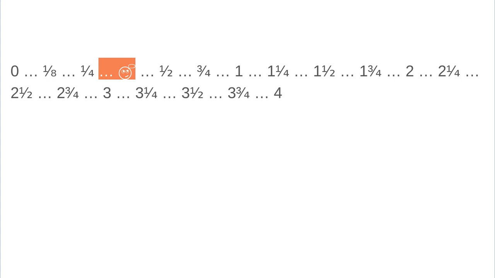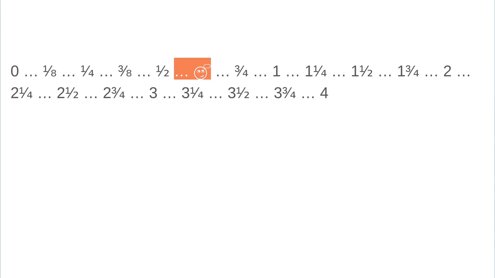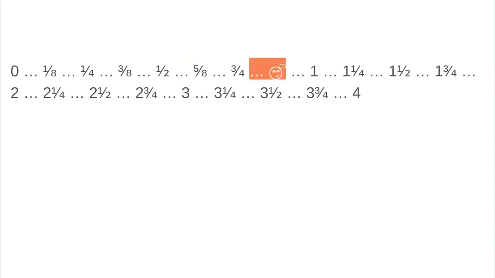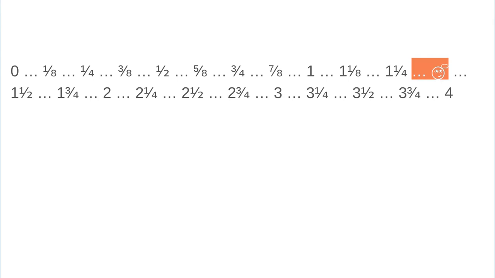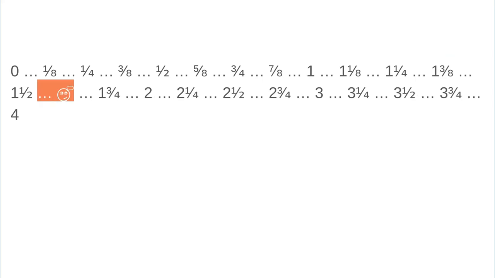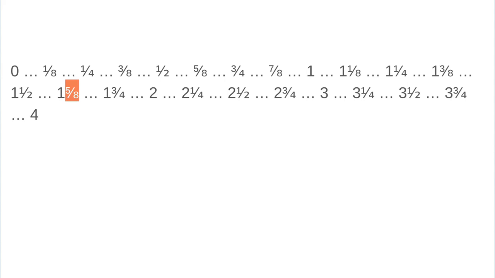What's between 1/4 and 1/2? Halfway between 1/4 and 1/2 is 3/8. Halfway between 1/2 and 3/4, 5/8. Halfway between 3/4 and 1, 7/8. Halfway between 1 and 1 1/4, that's 1 and 1/8. Between 1 1/4 and 1 1/2, halfway between is 1 and 3/8. Halfway between 1 1/2 and 1 3/4, 1 and 5/8.